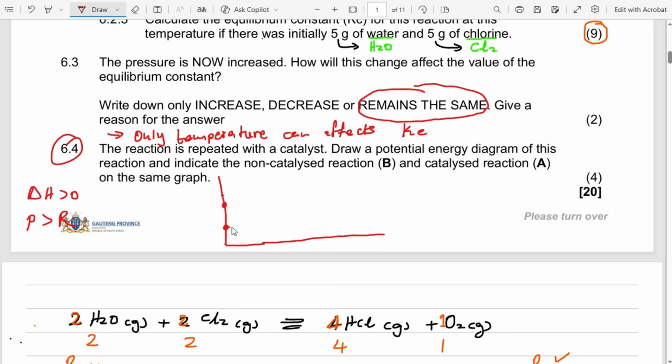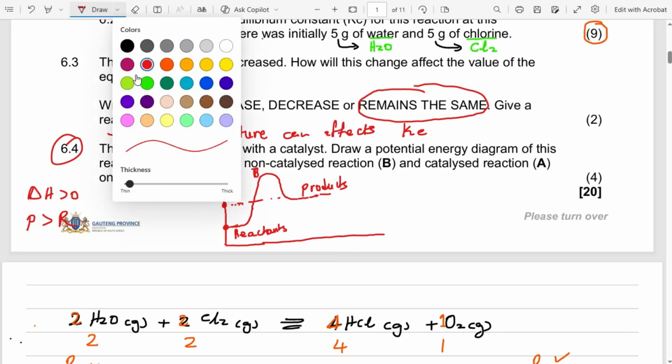So my graph should start somewhere here and then go up like this, and it should come and end at this point, the same level as that point. Okay, right. So then these are your products and these are your reactants. So I'm going to call this graph B, the non-catalyzed. So I'm going to call that graph B.